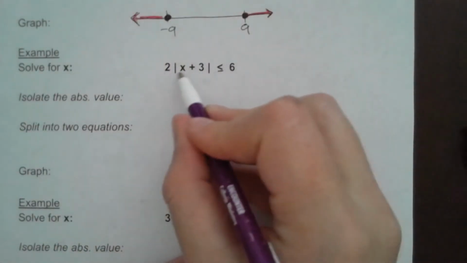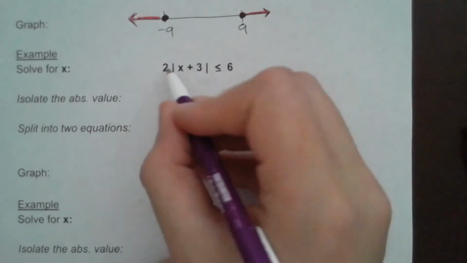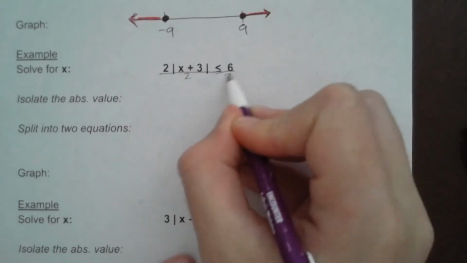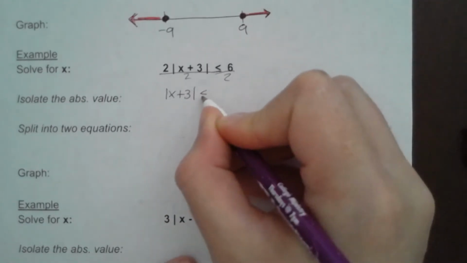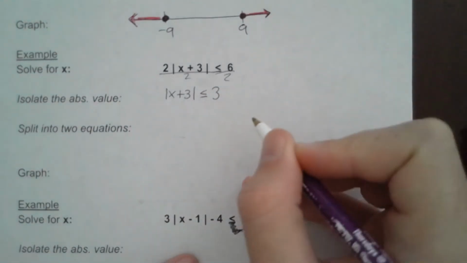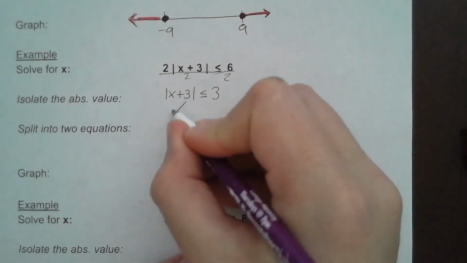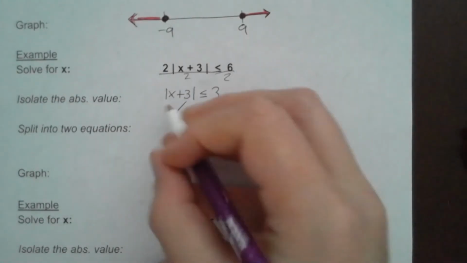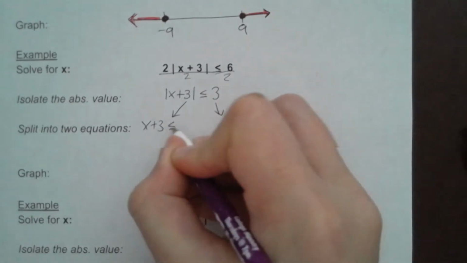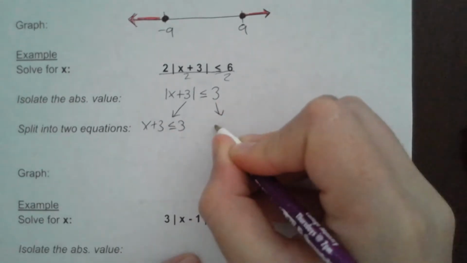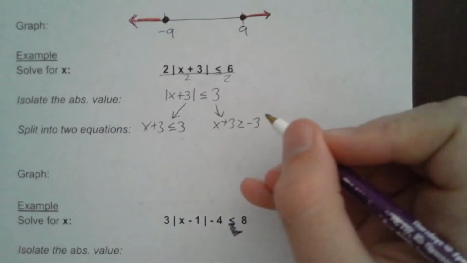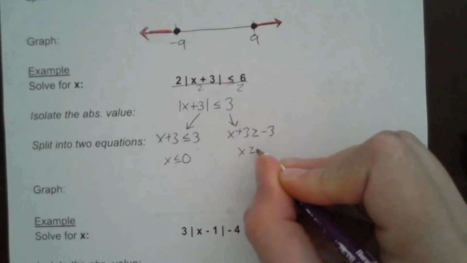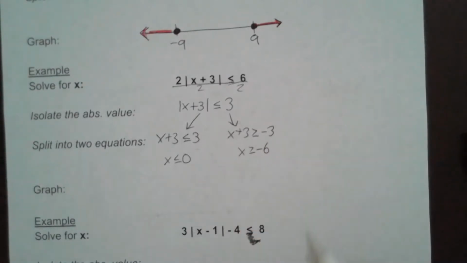Now again, we don't have our absolute value isolated. Let's go ahead and divide both sides by 2. We get absolute value of x plus 3 is less than or equal to 3. Now we can split it. Our absolute value is alone. So we get x plus 3 is less than or equal to 3, or x plus 3 is greater than or equal to -3. So x is less than or equal to 0, and x is greater than or equal to -6.